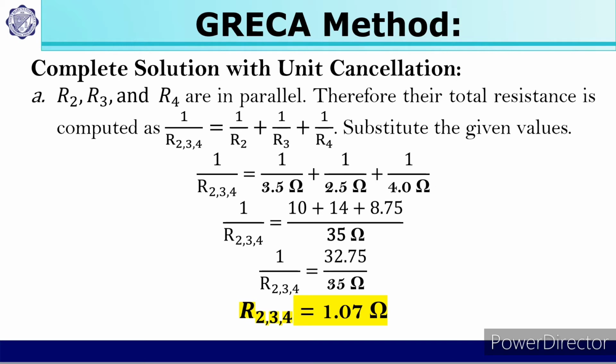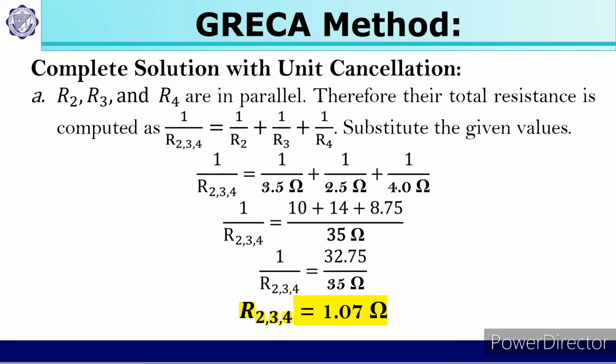We need to get the common denominator of 3.5, 2.5, and 4, so we just multiply them to get 35 ohms. Then we divide 35 by 3.5, we get 10. Multiplied by 1, we get 10. 35 divided by 2.5, we get 14. Times 1, it's 14 still. And 35 divided by 4, we get 8.75. Multiplied by 1, same. We add the following, we get 32.75.